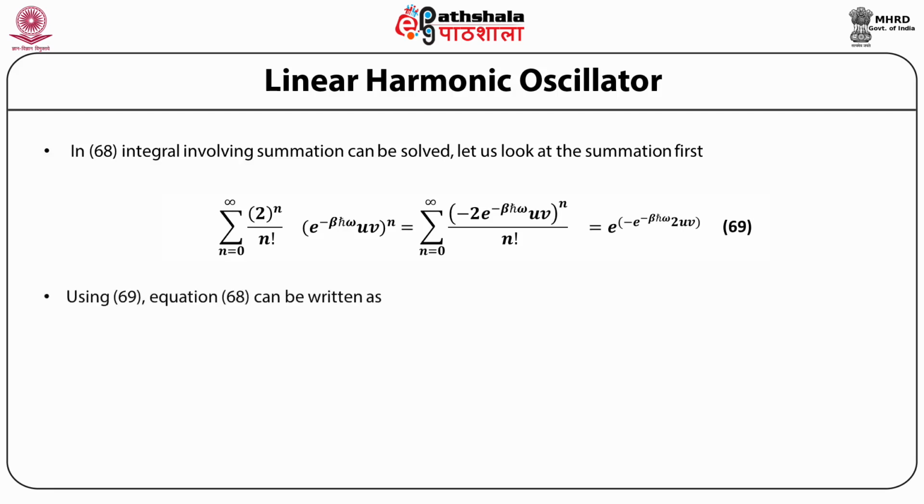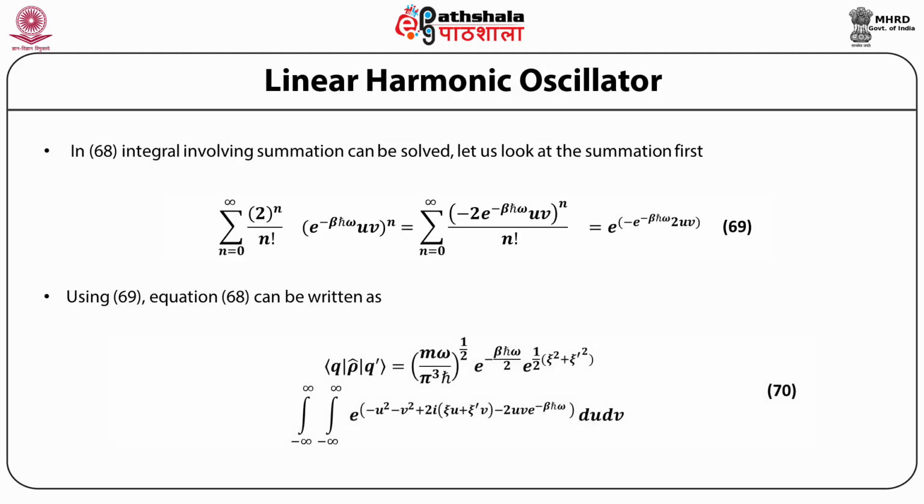Using equation 69, equation 68 can be written as the matrix element of rho between q and q dash is equal to (m omega by pi cubed h bar) raised to power half e raised to power minus beta h bar omega by 2 multiplied by e raised to power half xi squared plus xi dash squared multiplied by integral from minus infinity to plus infinity multiplied by integral from minus infinity to plus infinity e raised to power minus u squared minus v squared plus 2 iota (xi u plus xi dash v) minus 2 uv e raised to power minus beta h bar omega integrated over u and v.